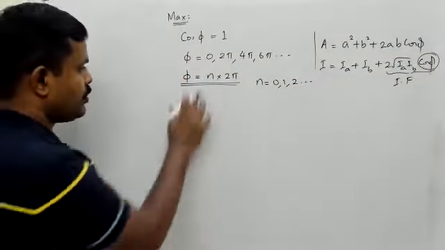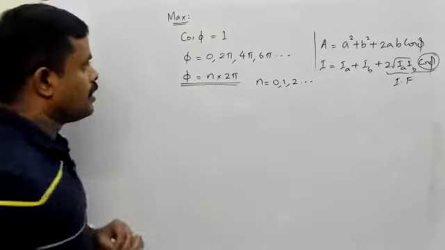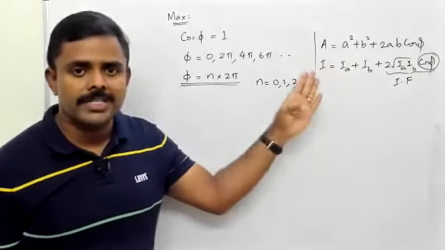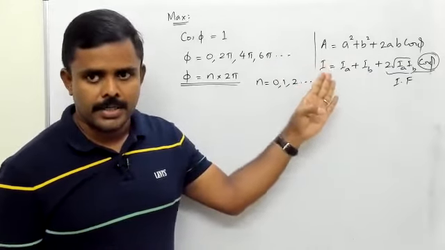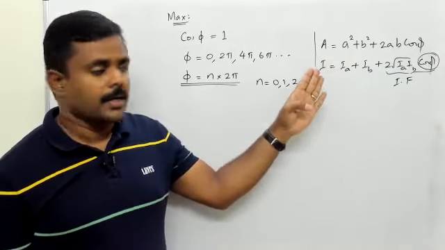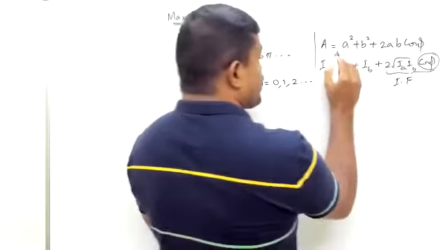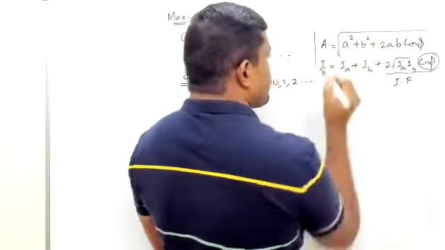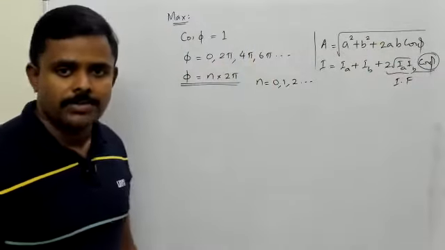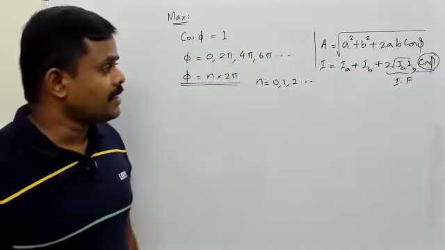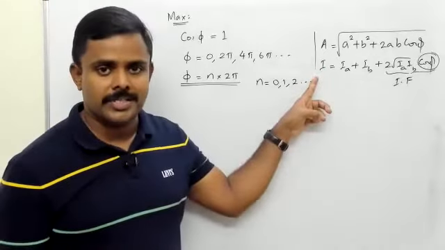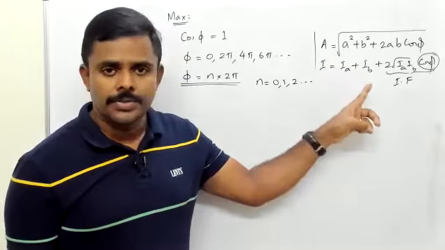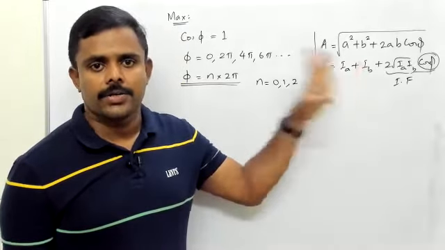I repeat that one more time. Look at this. What is the condition here? I told you this is the equation for resultant amplitude. Resultant amplitude should be in square root. Thanks for that. Root of a square plus b square plus 2ab cos phi under root, I made a mistake earlier. All right. And the resultant intensity is given by Ia plus Ib plus 2 root IaIb cos phi.